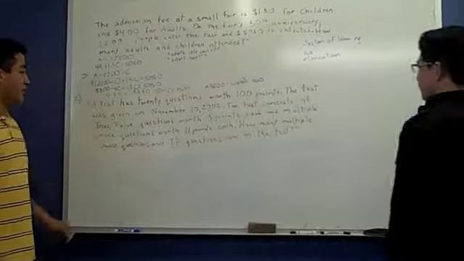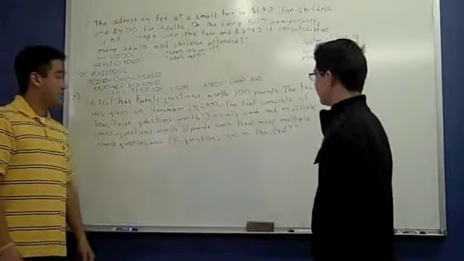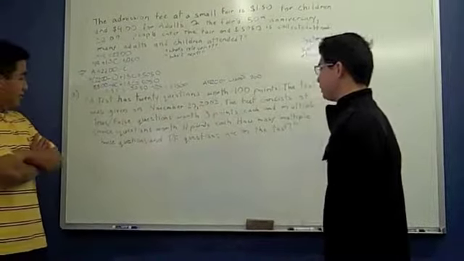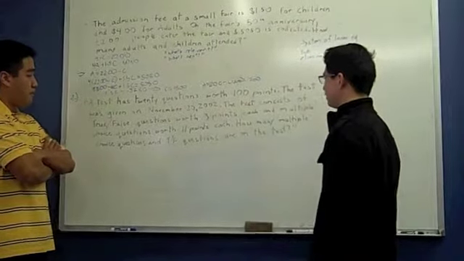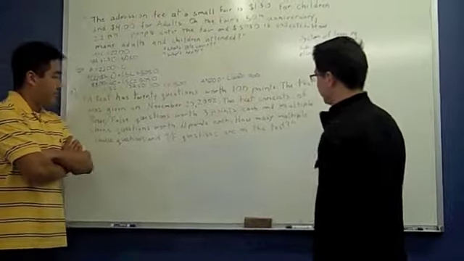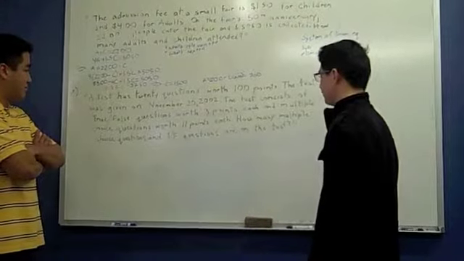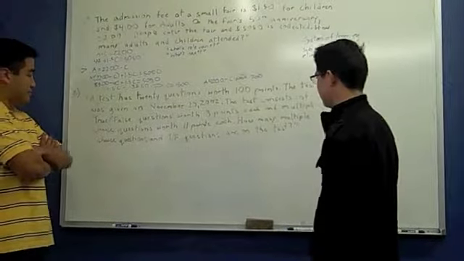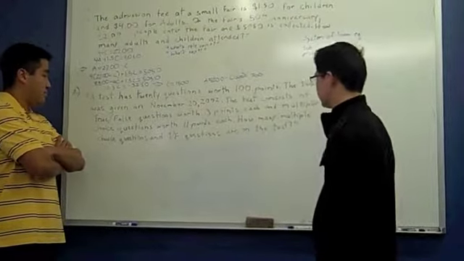Okay. Can you read the problem out loud for us? The test is 20 questions worth 100 points. The test was given on November 20th, 2002. The test consists of true or false questions worth 3 points each, and multiple choice questions worth 11 points each. How many multiple choice and true or false questions are on the test?